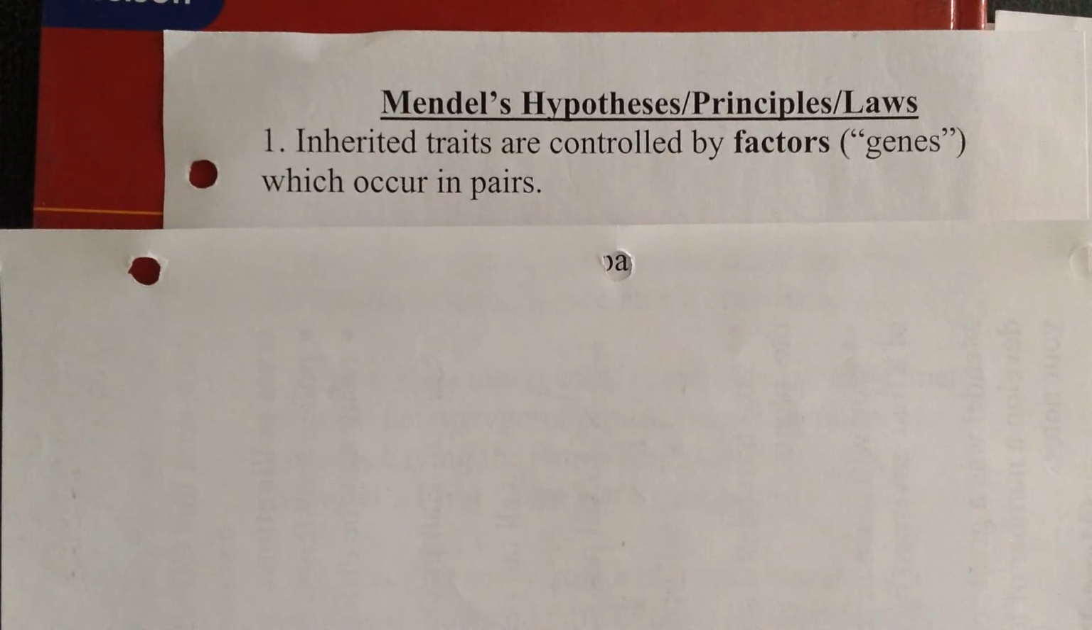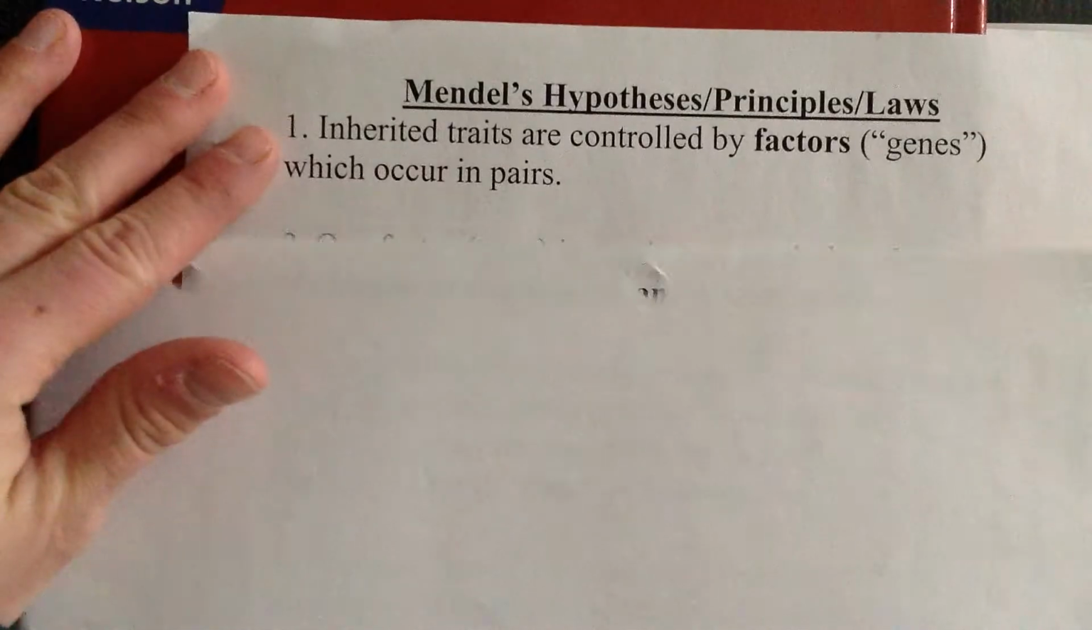So for example, if we're talking about blonde hair, blonde hair would code with two little copies of the gene that's going to tell me to make blonde hair.